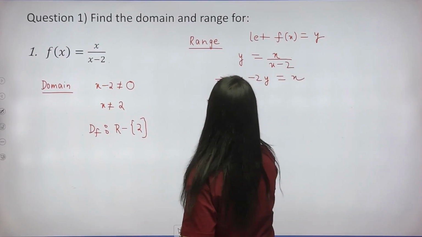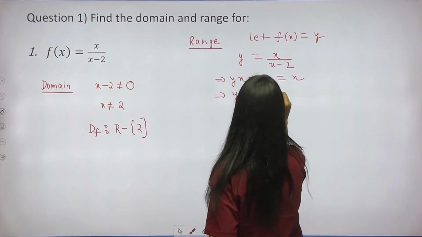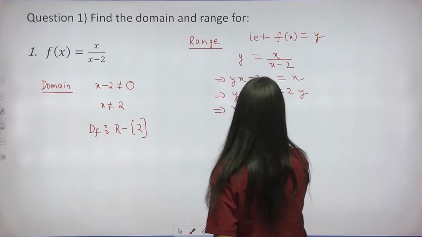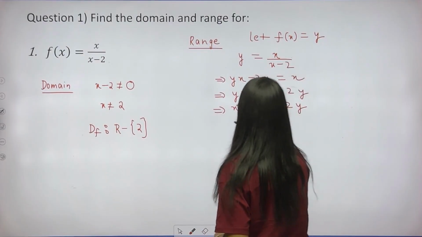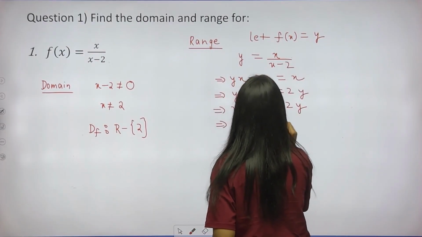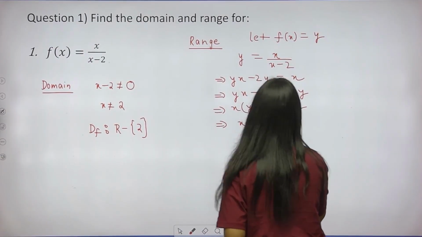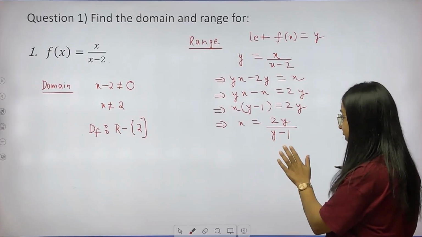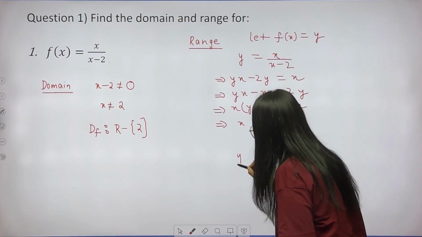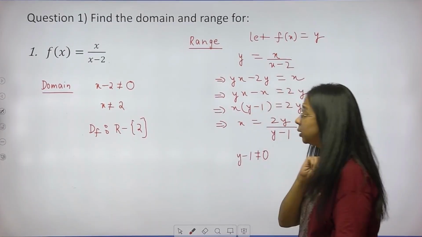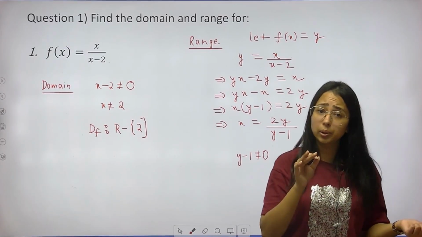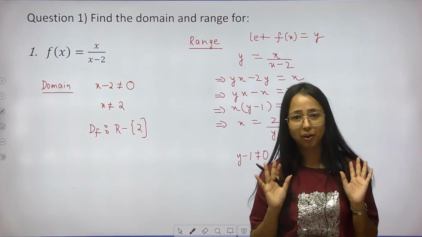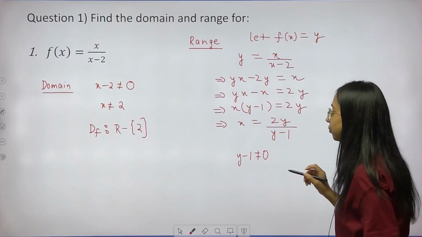Next, yx minus x is equal to 2y. Let's take x common. We get x times (y minus 1) is equal to 2y. Next, x will be equal to 2y over y minus 1. Clear? Here we can clearly see that the denominator, y minus 1, cannot be equal to 0. In case the denominator is equal to 0, this function will again become undefined. So y cannot be equal to 1 at all.